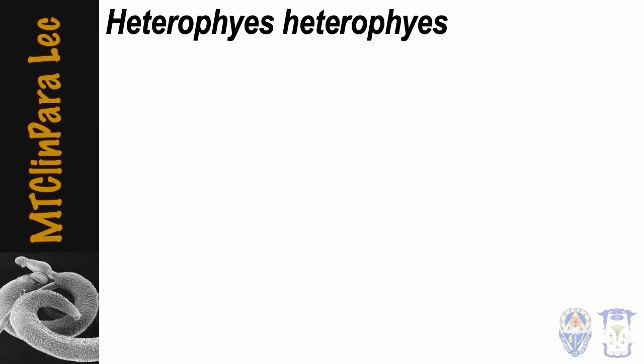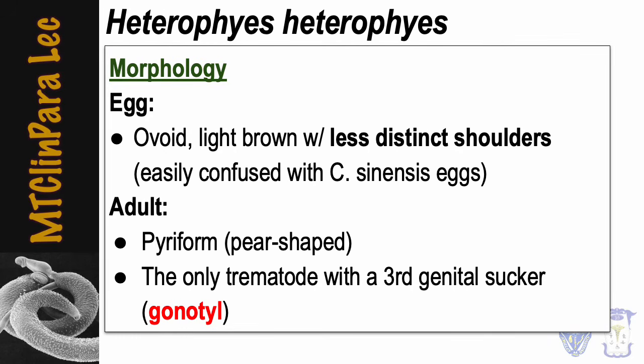Now let's move on to the morphology of Heterophyes. The egg form of this parasite is ovoid or oval in shape with a light brown color and a less distinct shoulder compared to Clonorchis sinensis. So this is easily confused with the Clonorchis sinensis egg. That's why it's very important to differentiate the two. Later on, we'll be differentiating the eggs of the two parasites.